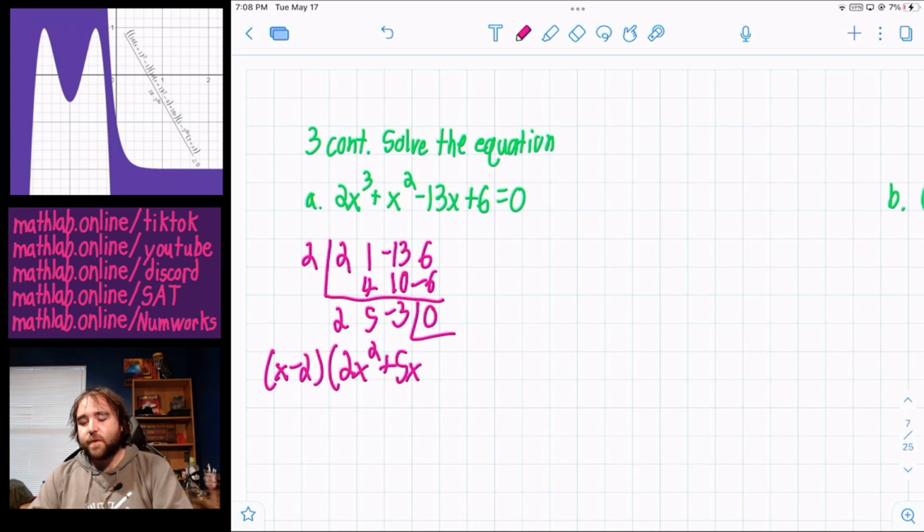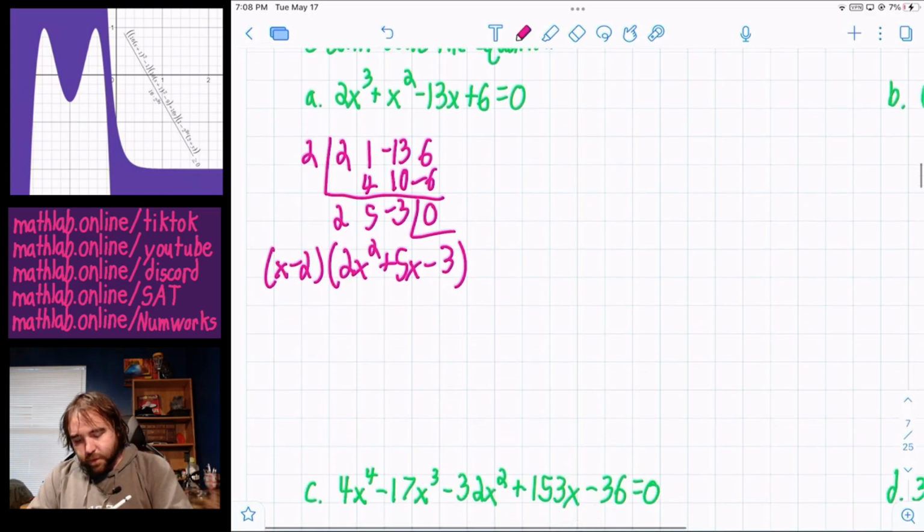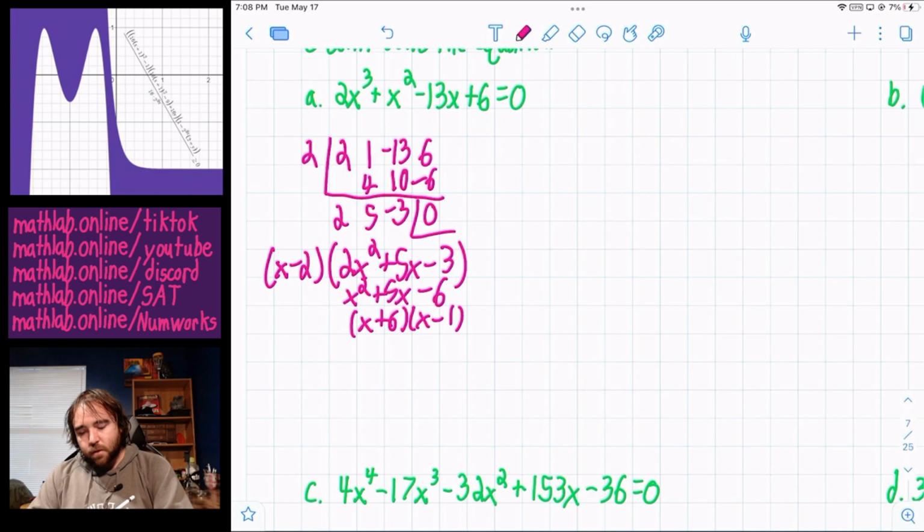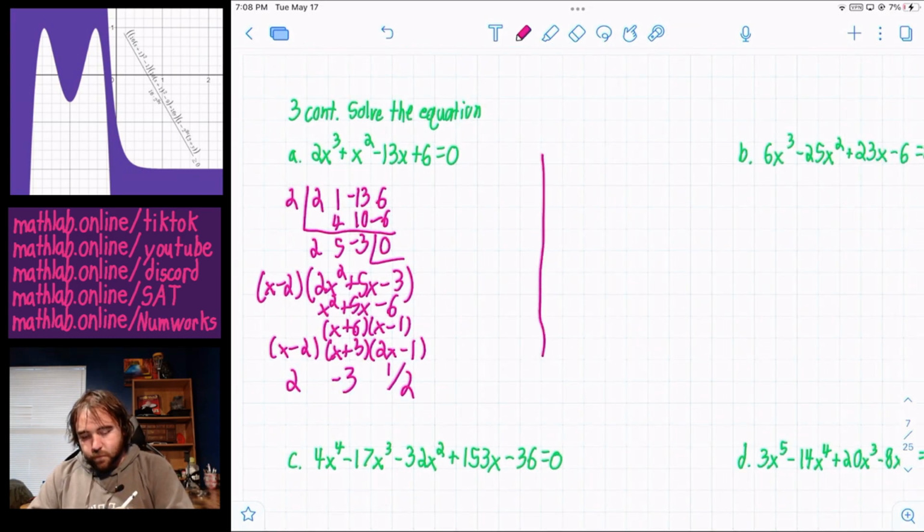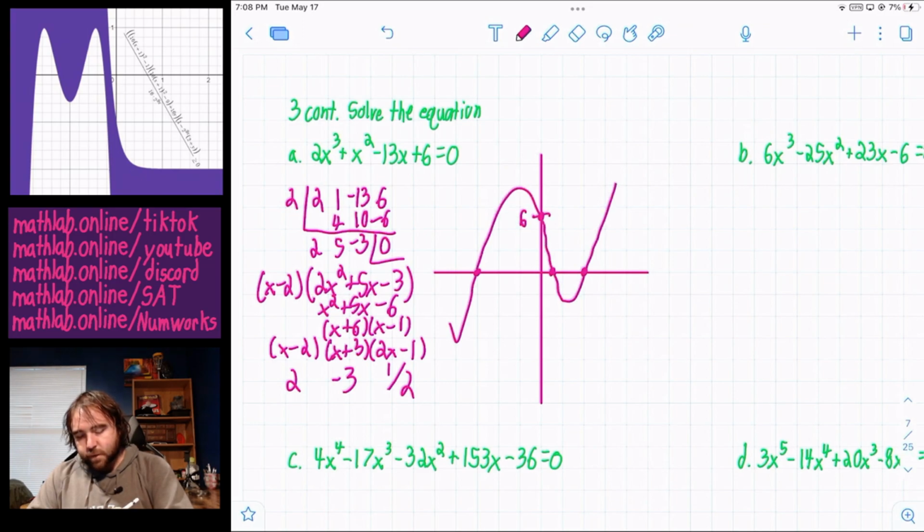2x squared plus 5x minus 3. So we'll use the Richmond method to factor. X squared plus 5x minus 6. That's x plus 6, x minus 1. Divide by 2. That's x plus 3. It's 1/2. So 2x minus 1. So what are the answers? 2, -3, and 1/2. We'll go ahead and graph these. So 2, -3, 1/2, y-intercept 6, cross, cross, cross.